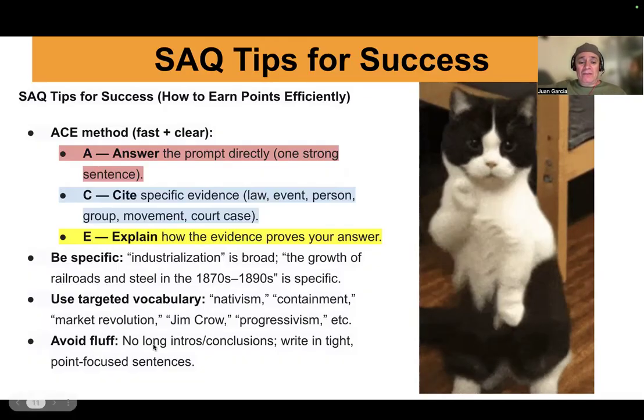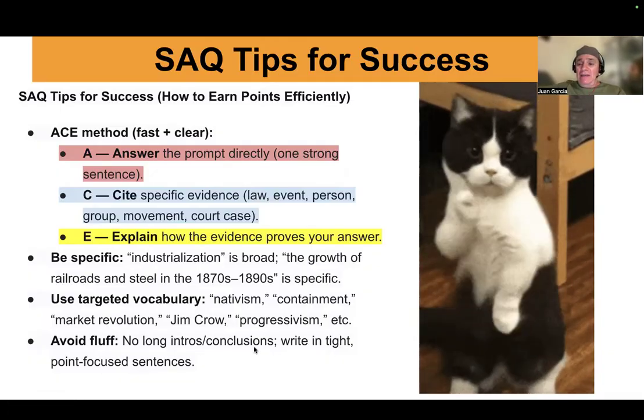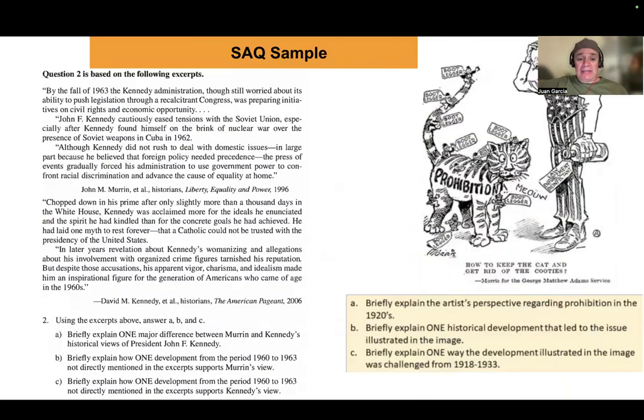Avoid fluff, no long intros, conclusions, write it tight, point-focused sentences. If you're struggling, this is a sentence starter for ACE. You can pause the video and you can implement this strategy for your responses. Usually it can be about three sentences. So answer the question, cite evidence, explain. Okay, and you can have the same structure for your SAQs, and it will be easier for you to answer these questions. An example is right here. So again, tips for these SAQs, read the question first.